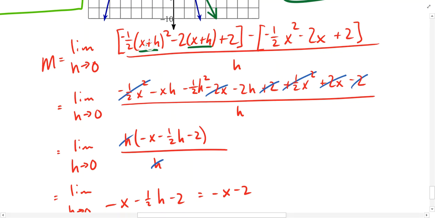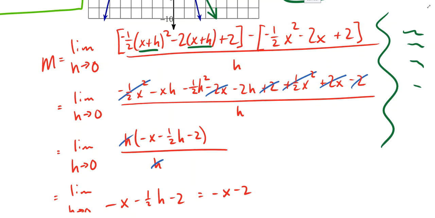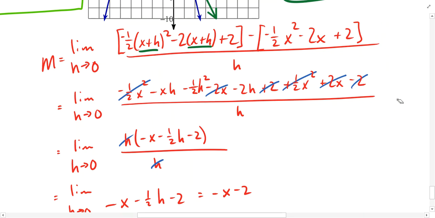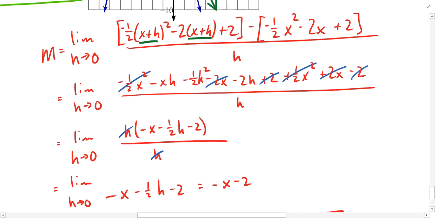In class, I elected to simplify f of x plus h off to the side. I would always do that work over here and then bring it into the difference quotient. For this answer key, well, I just didn't do that. I'll leave that up to you, whether you want to do that simplification outside of the fraction or inside of the fraction. It won't make a difference to me.